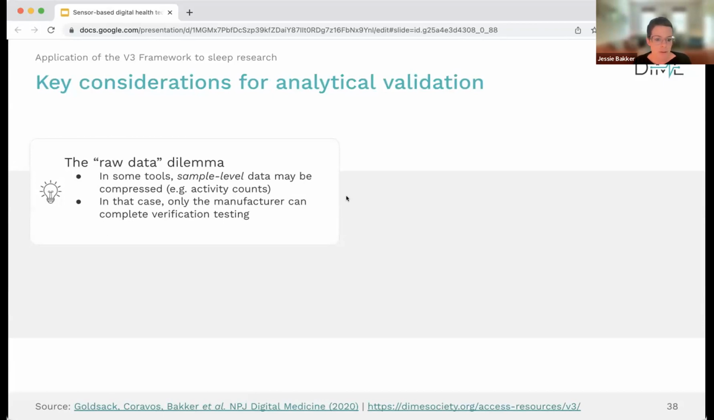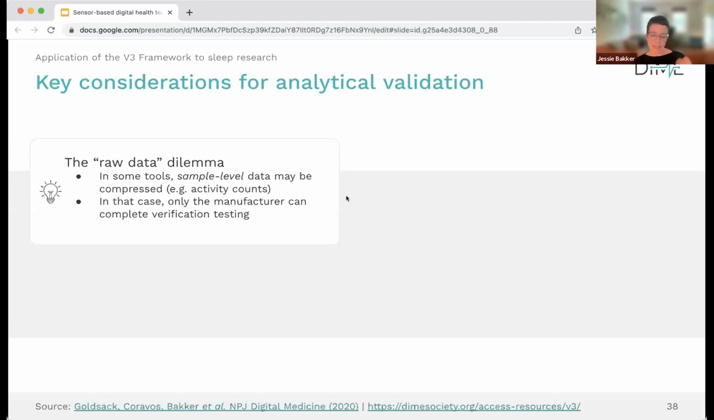So let's say we have an actigraphy device and it samples acceleration at, say, 32 Hertz. So 32 measurements of acceleration per second across each of the three axes. That sampling continues for the days, weeks, or months, however long the recording duration is. That's an enormous number of data points, especially if we're talking about a recording over many weeks.